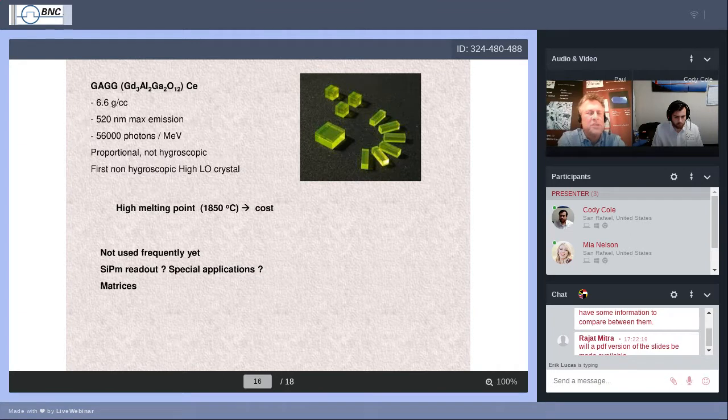Also, the resolution is not as good as you can achieve with cerium bromide, for example, or CLYC, because the emission is in the yellow, and the light detectors we have at the moment are not really optimized for yellow sensitivity.